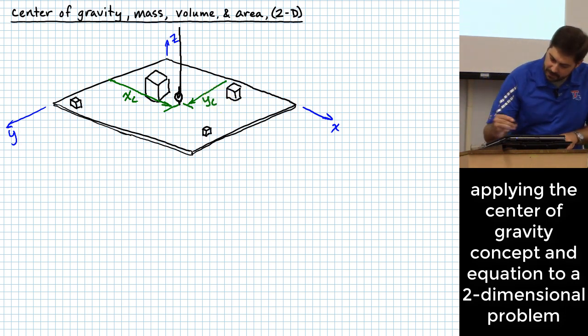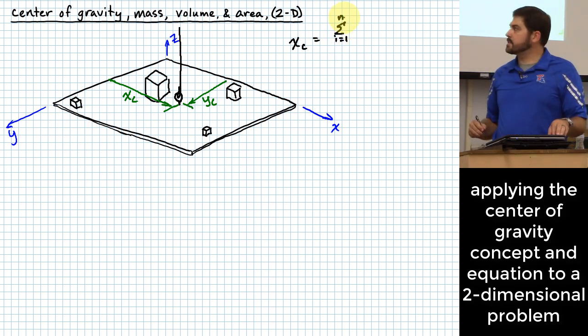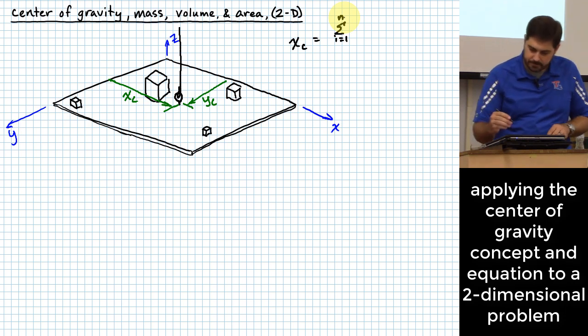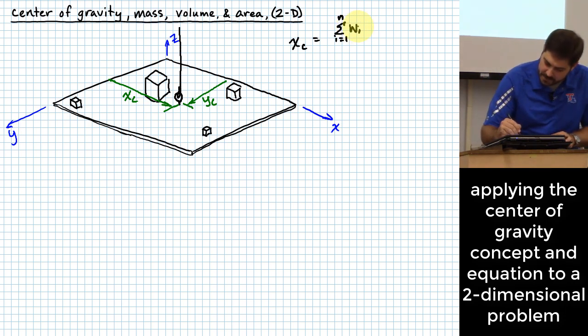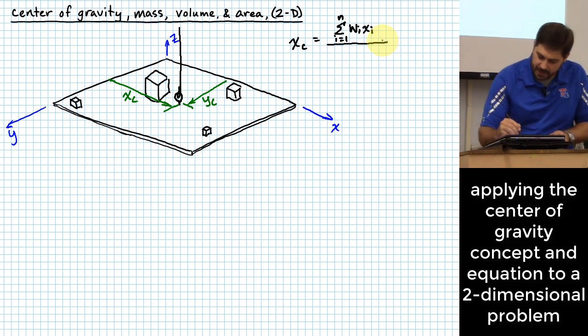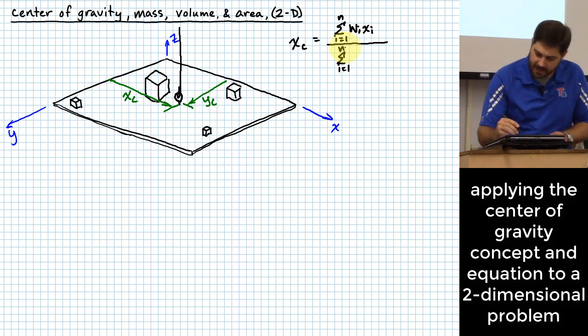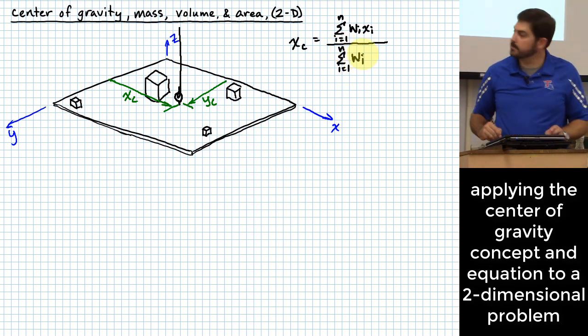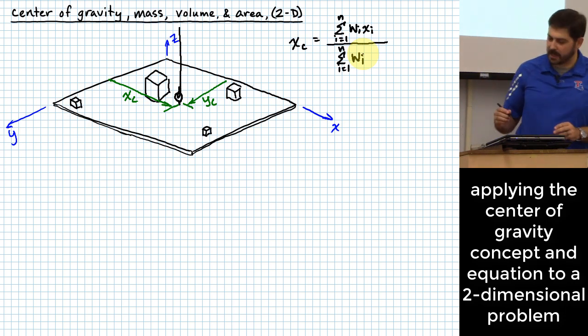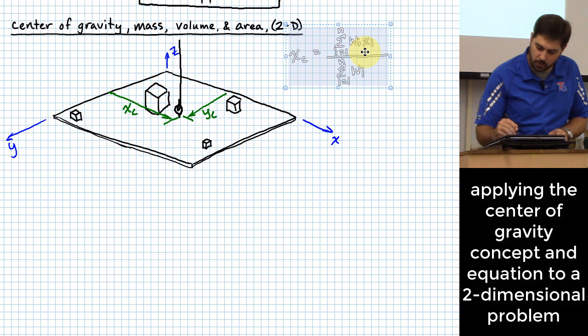But I'll just go ahead and tell you that x sub c is going to be equal to the sum, again, where my index values go from 1 up to however many pieces I have in my system, of the weight of each piece times the x coordinate of each of those pieces, all of this divided by the sum for indexes that go from 1 up to the number of pieces I have of just the weight of each of those pieces. Okay, that's for the x direction. That's basically the same thing we just found with the one-dimensional case.